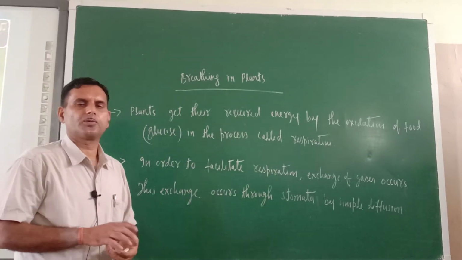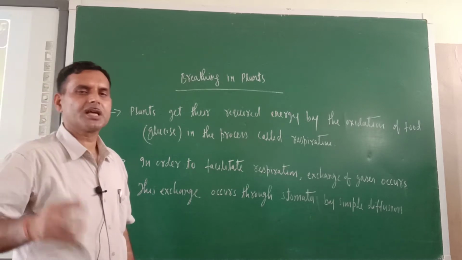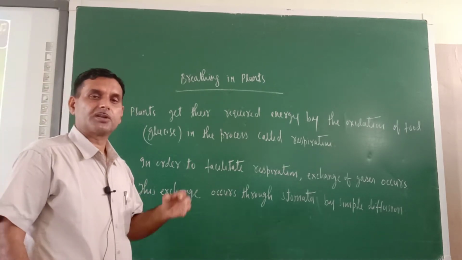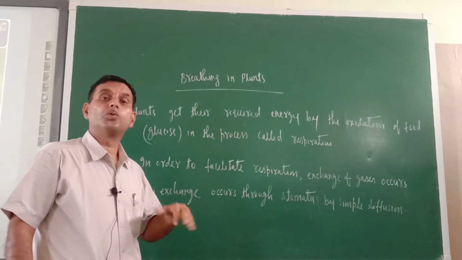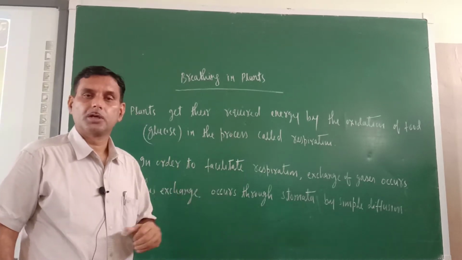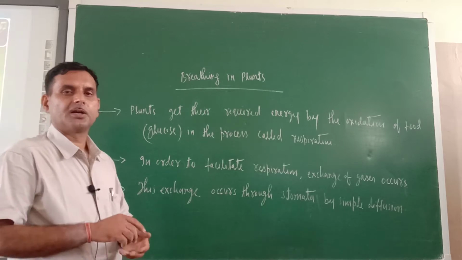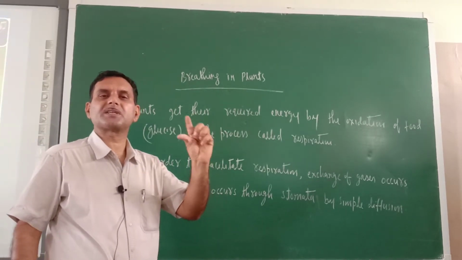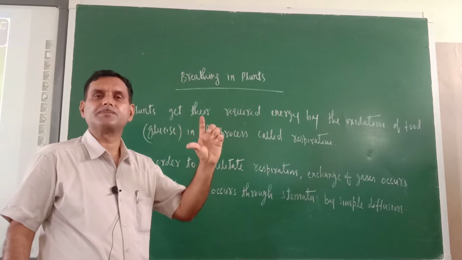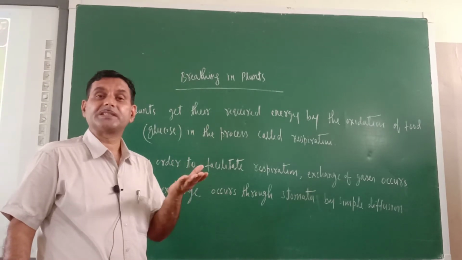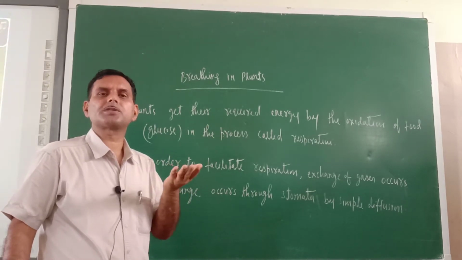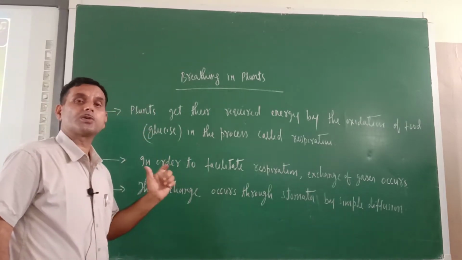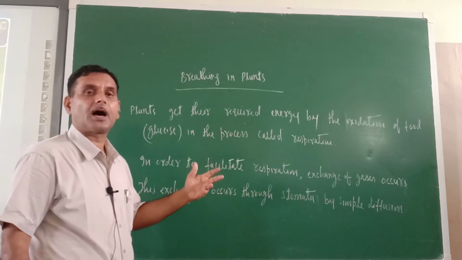So just try to understand, as we are breathing, in the same way plants are also breathing. But the question arises here, how do they do so? So the simple thing is there. You might have seen the small pores present on the leaves, okay? Especially in the lower portion of leaves, some small pores are present. These pores are known as stomata.